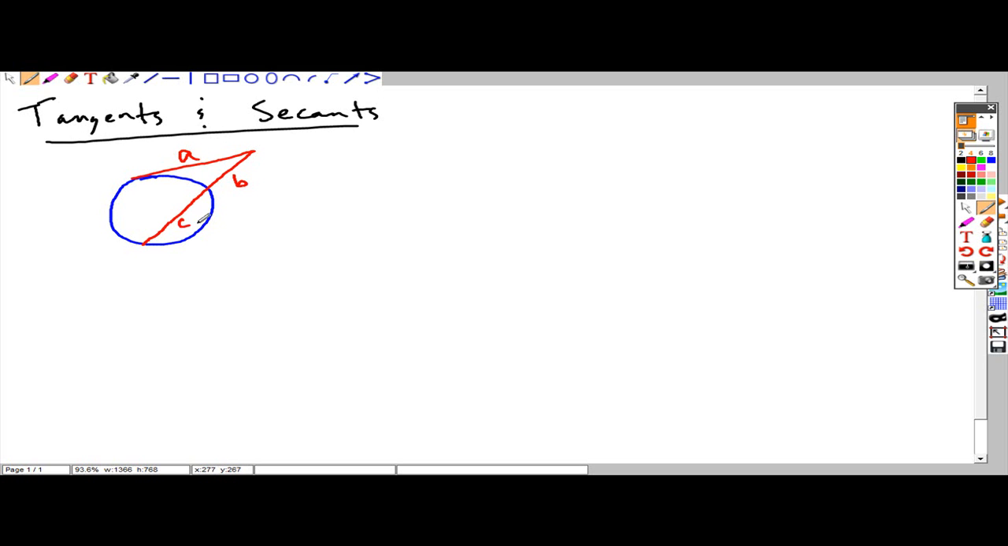of our secant C. The relationship that exists in this type of intersection is the tangent segment squared is going to equal the product of the external secant segment times the entire secant segment, which is B plus C. So this is the equation relationship that's going to exist in this type of intersection. So let's take a look at an actual example of this.